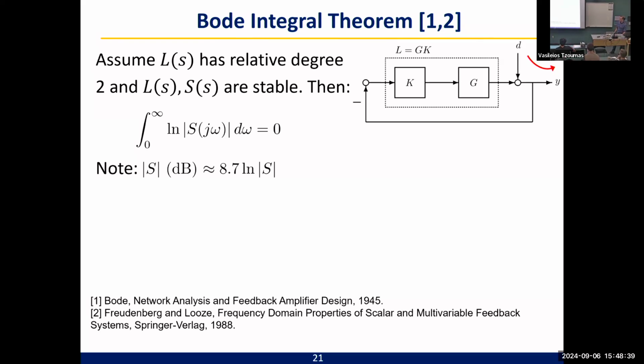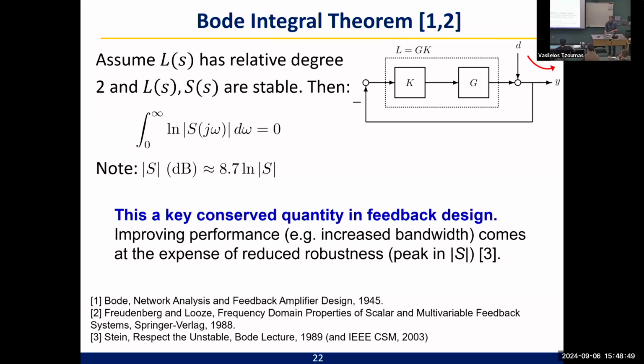There's a result due to Bode, and actually Professor Freudenberg did a bunch of seminal work on this in the late 80s, to flesh out all the things that are happening in this type of fundamental constraint. So this is, I would say, the key conserved quantity in feedback design. If you try to make things better, at least with linear time invariant controllers, in some frequencies, you're making things worse in other frequencies.